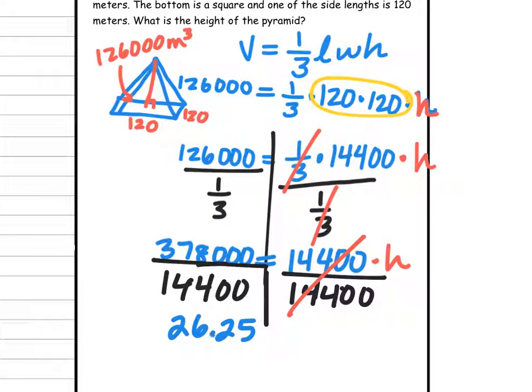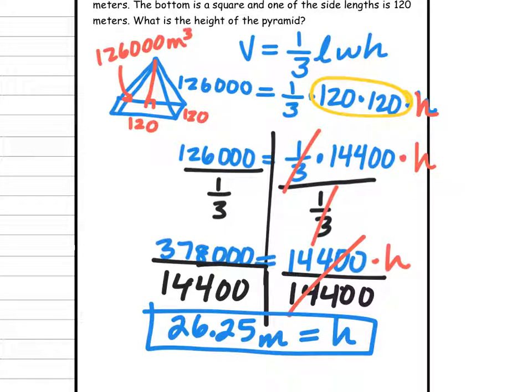And you end up with a pretty nice number. 26.25 meters is the height. It's not meters cubed because it's not a volume, it's a side length, it's a height. And I don't say that I am 5'8" feet cubed tall. I just say that I'm 5'8" feet.